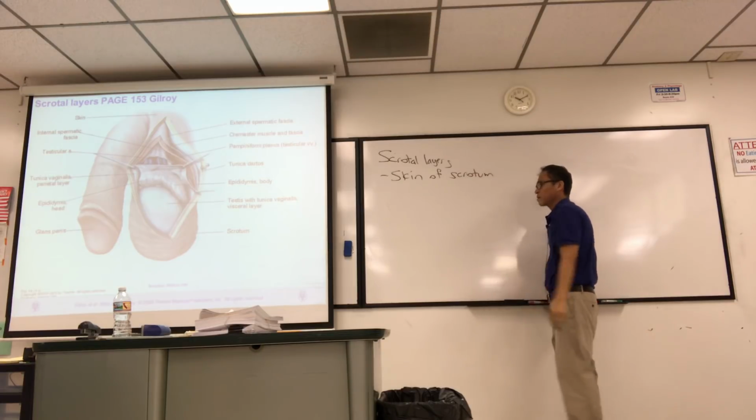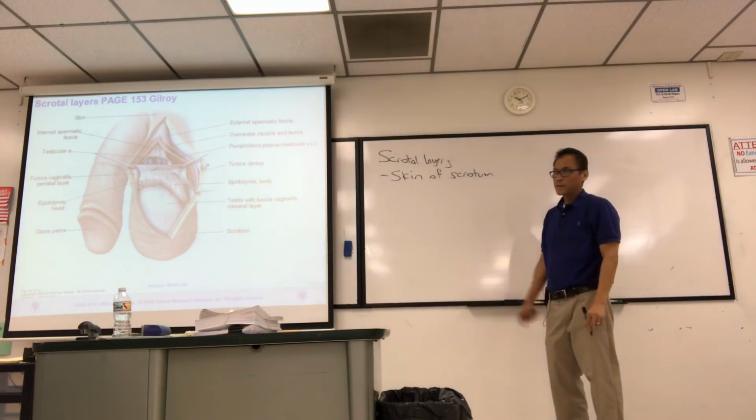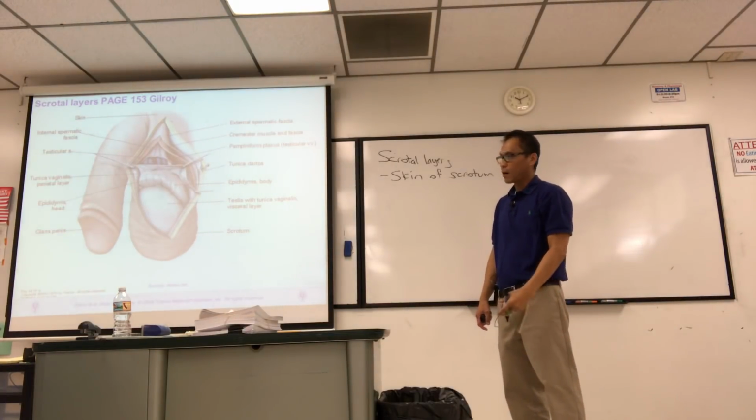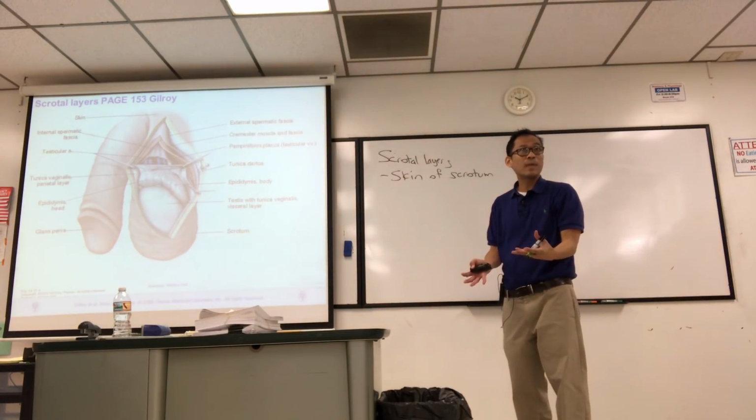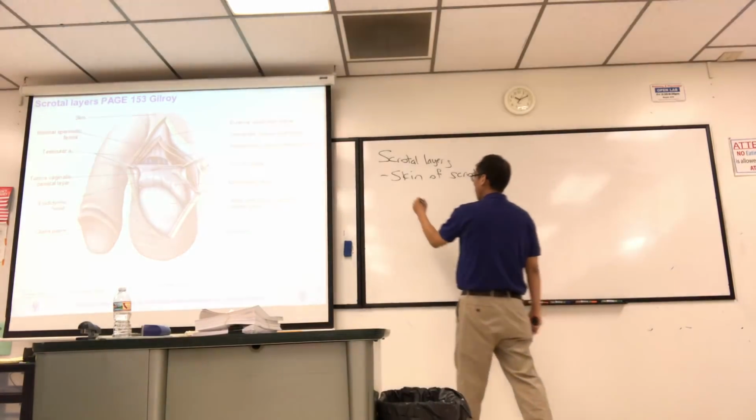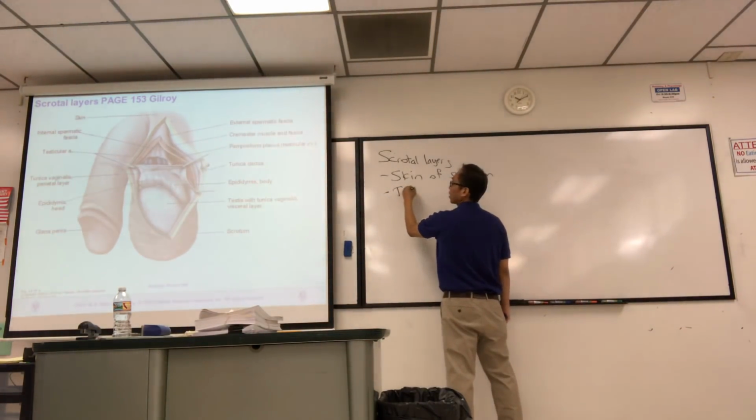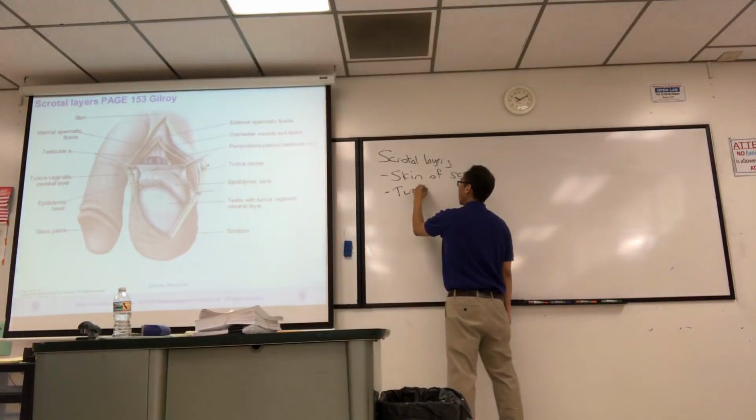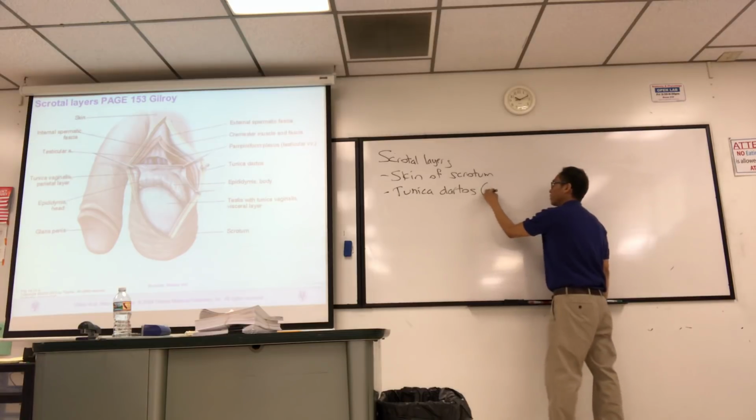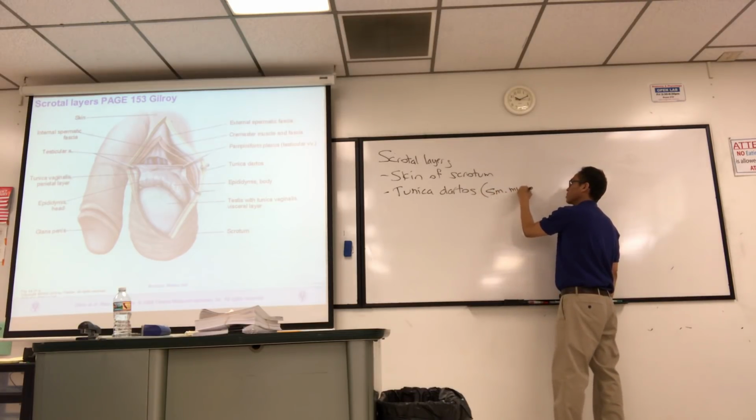We'll just start with the skin. The skin of the scrotum has a wrinkled appearance because the layer deep to it, tunica dartos, is a smooth muscle that can contract and give that skin a wrinkled appearance. So tunica dartos is a layer of smooth muscle.